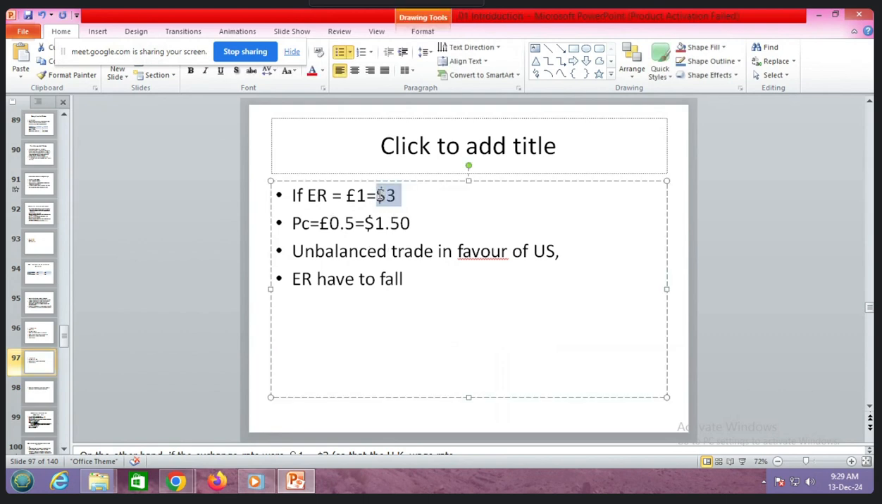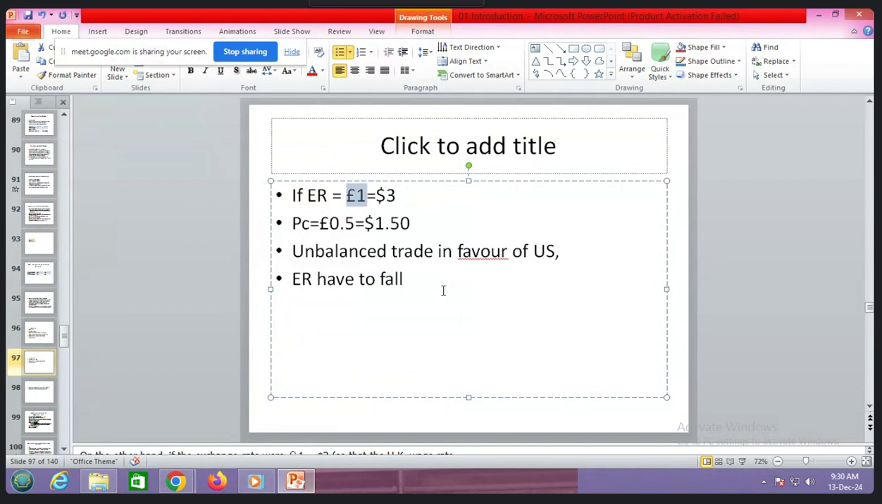is the labor wage in US, and 1 pound is in UK. So what you are getting here is 6 divided by 3, that is 2. So you are getting 1 by 2 as the difference here. So a productivity difference here. So again, the trade is not going to take place.